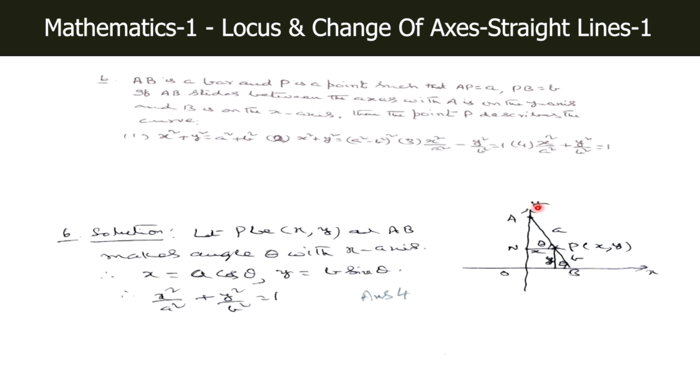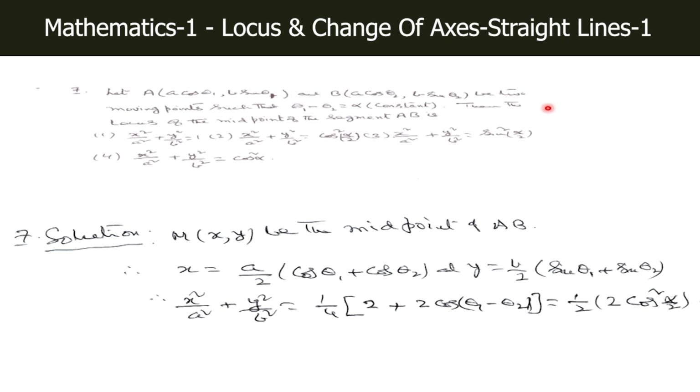Suppose P is the point (x, y) on the segment AB. Suppose AP is equal to a and PB is equal to b. Now, suppose the segment AP makes angle theta with the x-axis. So now draw PN parallel to the x-axis. So therefore, angle APN is equal to theta. Then we have x is equal to a cos theta, y is equal to b sin theta. So therefore, x square by a square plus y square by b square is equal to 1. Answer is 4.